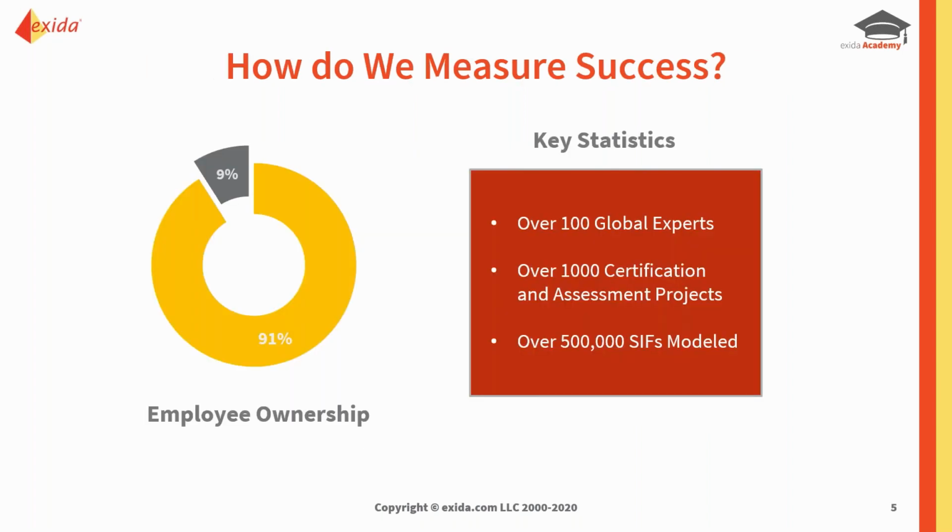How do we measure success? Well, from the original two founders, we've moved towards more employee ownership, and that was a deliberate move by the founders because they will eventually retire, but they want the company to continue and be successful and grow. And so this is what's happened over the interim.